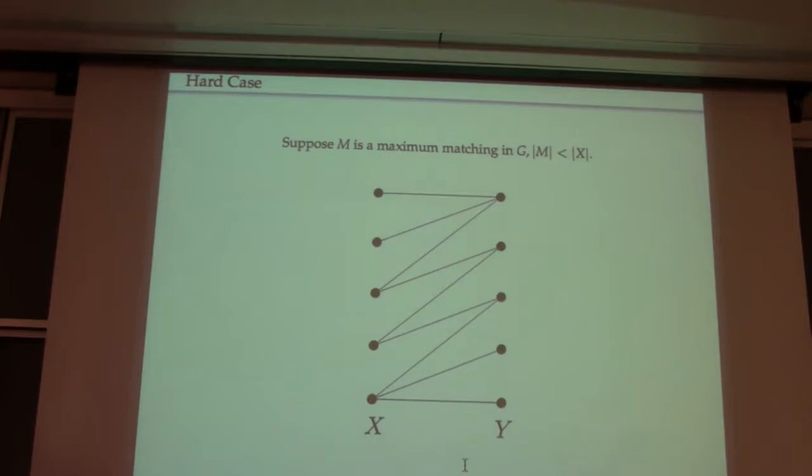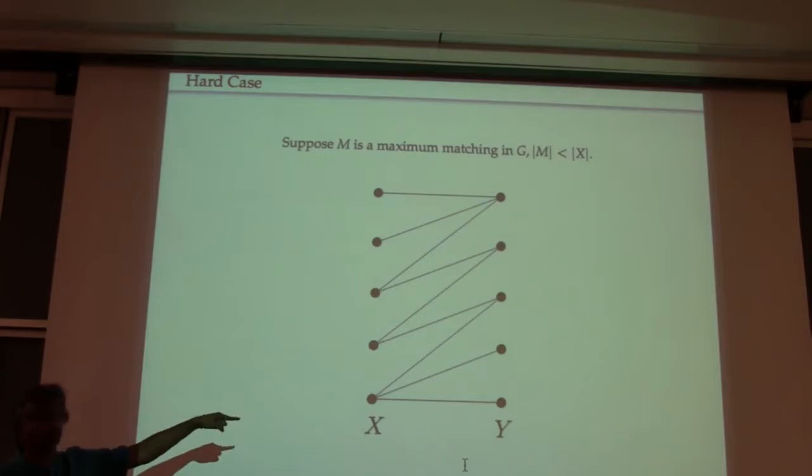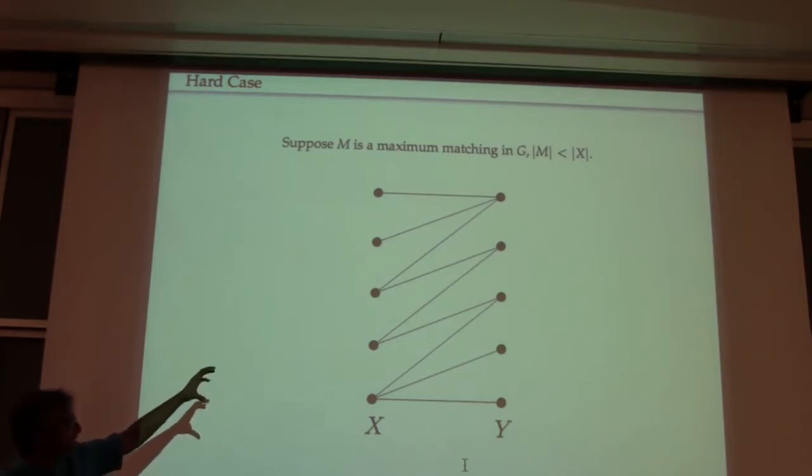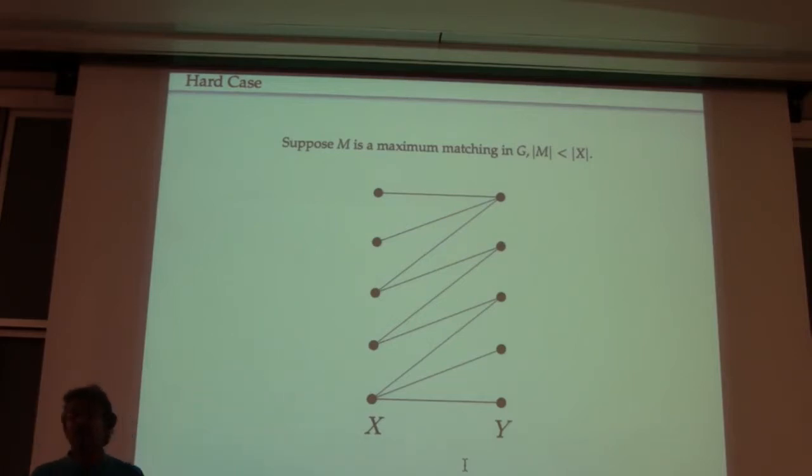So what we want to show now is that if the maximum matching is not perfect, so the size of the matching is less than the cardinality of X, then there must be some set on the left side that does not expand, that contracts, which shrinks. So we need to show that there is some set of vertices, we need to find it somehow, that has a neighborhood that has smaller cardinality.